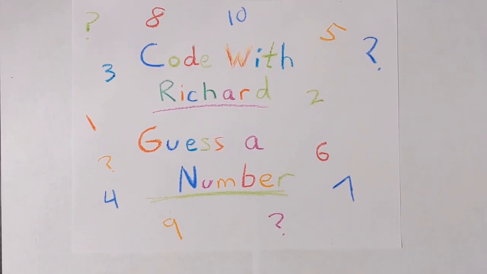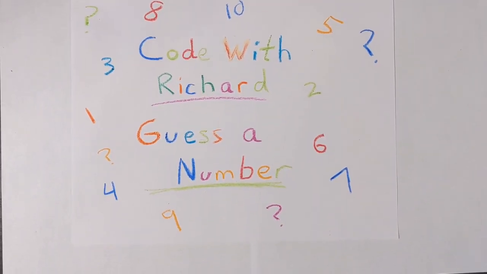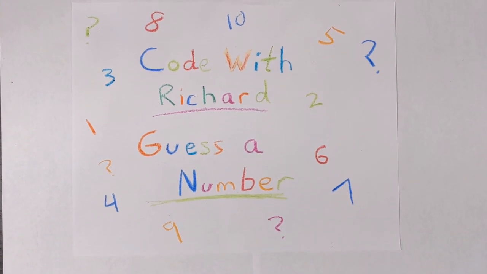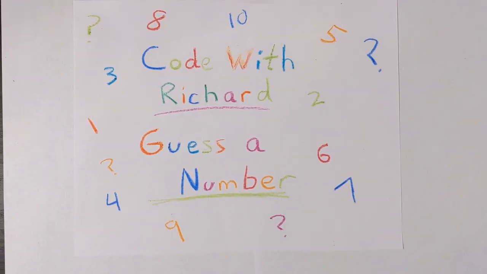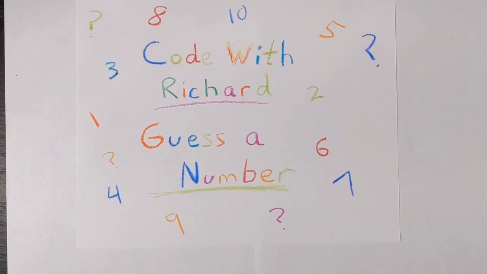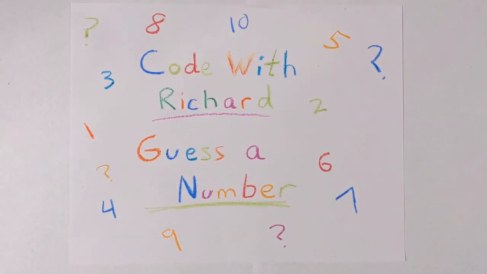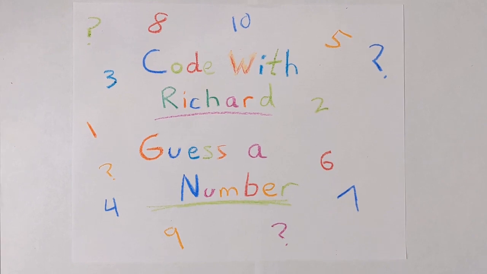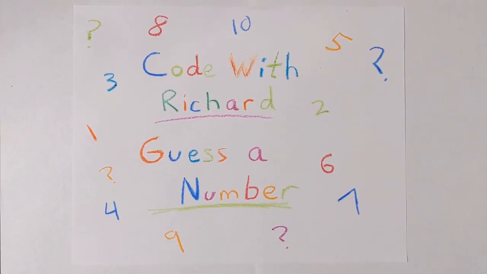I will introduce a new concept, which is a conditional. A conditional allows us to specify a condition. In this case, if the user's number matches the secret number, then they win. Otherwise, they lose. So let's get started.